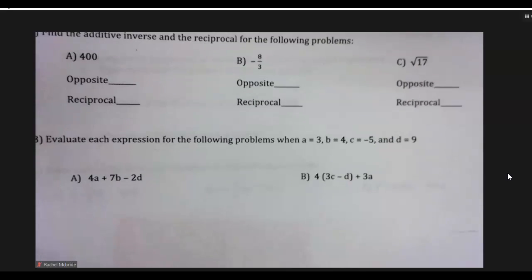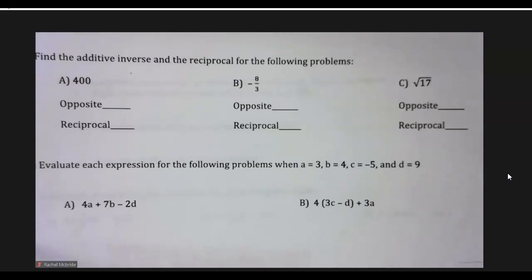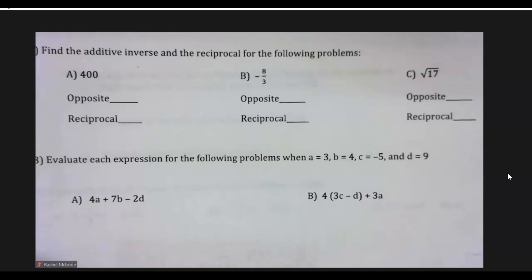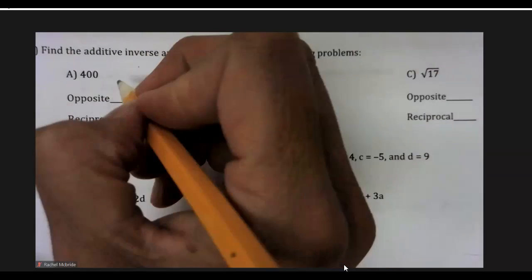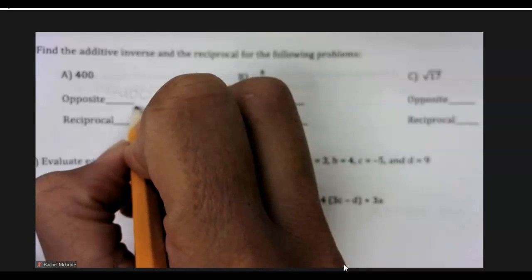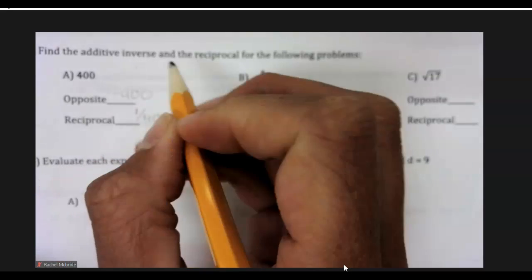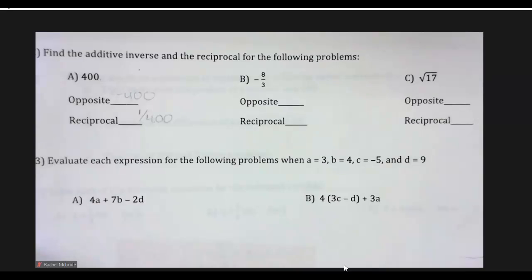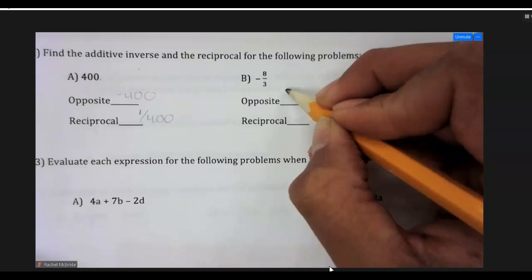Okay, for the next part, the number 400, its opposite is negative 400. Its reciprocal is 1 over 400. And the sign of the original is the sign of the reciprocal. The opposite is the additive inverse.